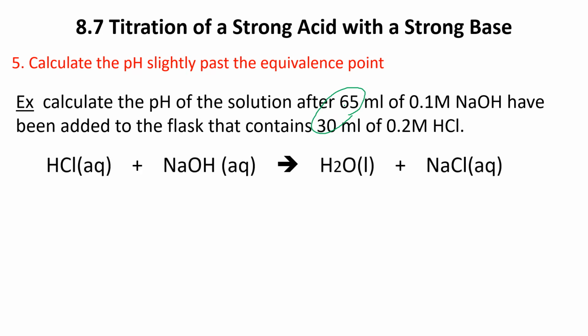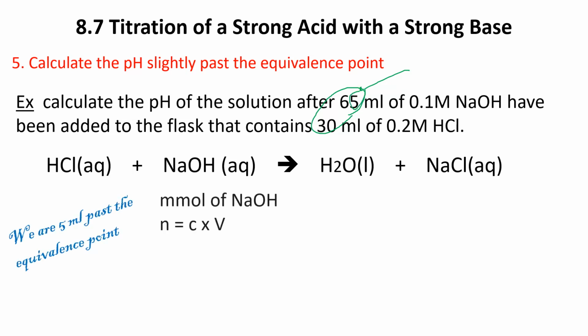So again, we're going to have to figure out the millimoles. We don't need to worry about the HCl because it's all been neutralized. In fact, all we need to worry about is that extra 5 mils of base that has been added in. We're 5 mils past the equivalence point here. So all we're going to do is take our volume, which is 5, and our concentration, which is 0.1, and multiply them together. And this will tell us how many millimoles of base are in our flask currently.